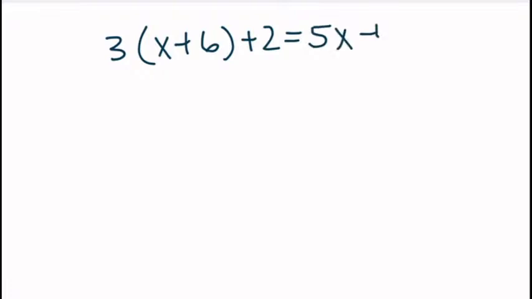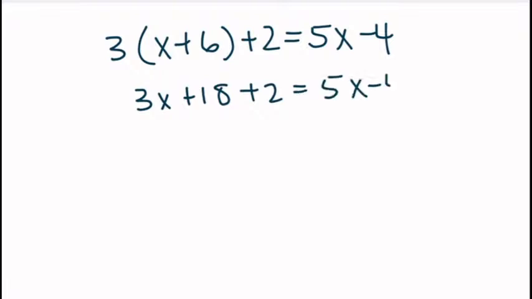And our last problem for the day is going to be 3 times x plus 6 plus 2 equals 5x minus 4. First, we're going to distribute the 3 to get 3x plus 18 plus 2 equals 5x minus 4. And for this one, I'm going to do more than one step in the same problem, like I've been saying.